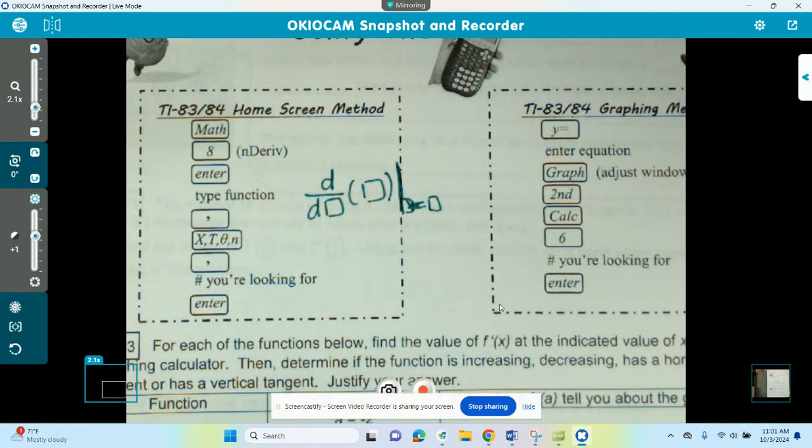We're going to hit enter. It's going to give us an answer. That's how it's going to work. But you got to fill in the blocks correctly. All right, so for each of the functions below, find the value of f prime of x at the indicated value of x using the graphing calculator, then determine if the function is increasing, decreasing, has a horizontal tangent, or has a vertical tangent, and justify your answer.